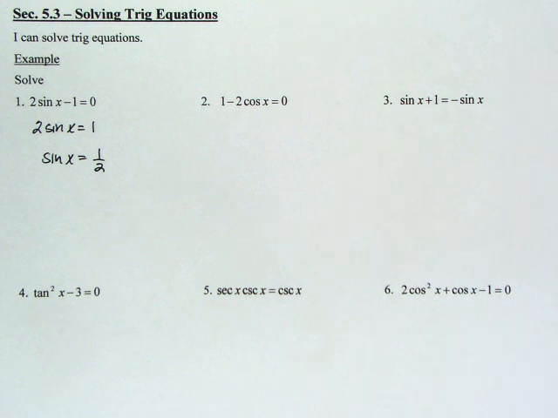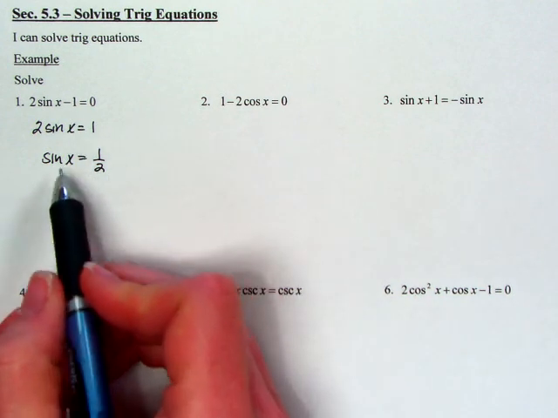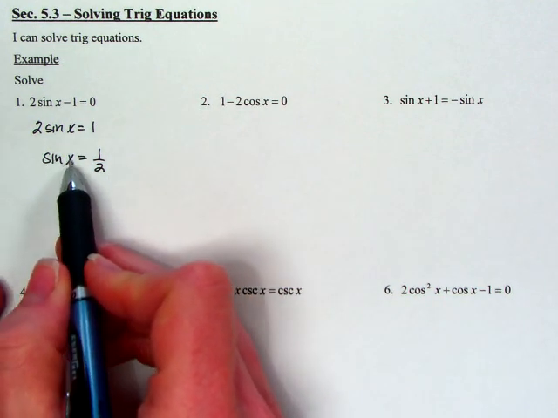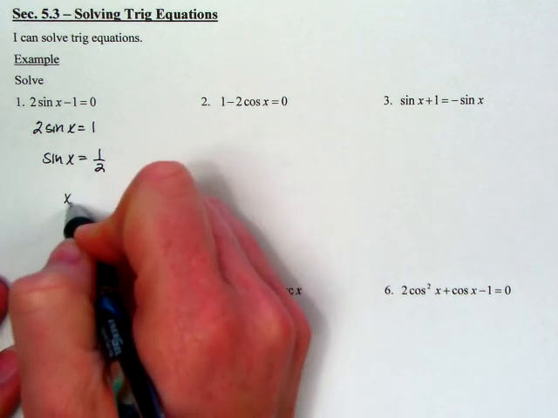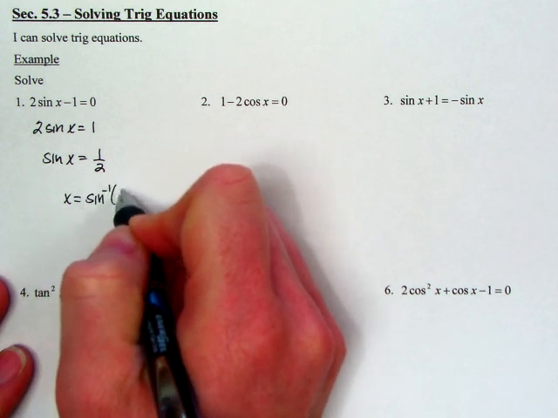We're going to get into some tougher ones as the problems go on here. But really the whole idea is for you to get the x by itself. So using your basic algebra skills from second grade, that's what we're doing here. So the last step is really asking you what angles have a sine of a half.